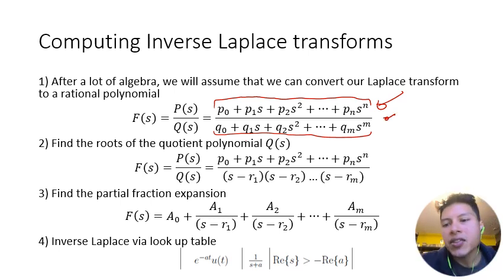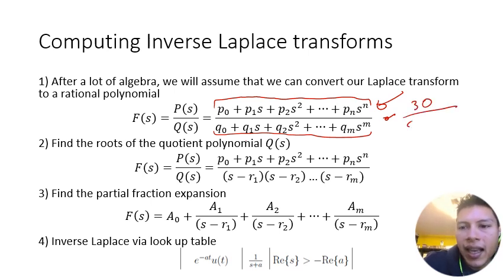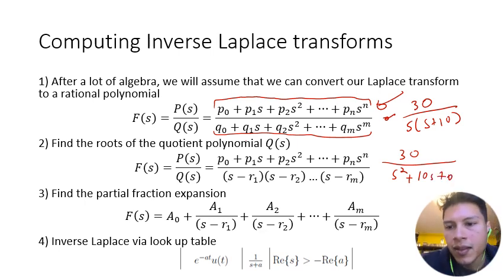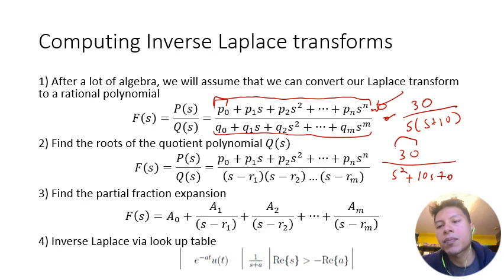In the previous lecture, we had one that looked like, what was it? 30 divided by s plus 10. Another way to write that would be 30 divided by s squared plus 10s plus 0. In this case, p0 would be 30, there is no p1, and this would be a 0th order polynomial in the numerator, and in the denominator we have a 2nd order polynomial.